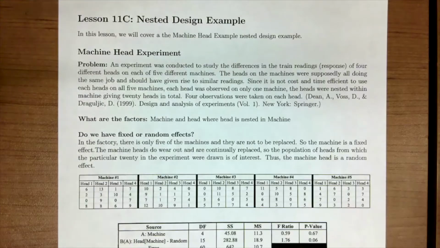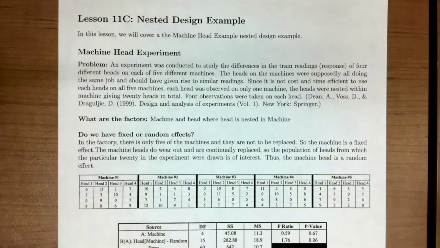In this lesson, we're going to take our machine head experiment and look at the ANOVA table, talk about the hypotheses and the conclusion for our machine and our nested variable, which is the head within the machine. And we're going to look at our estimates of our variance. In the supplementary lectures for lesson 11, I'll show you how to implement this in R or JMP.